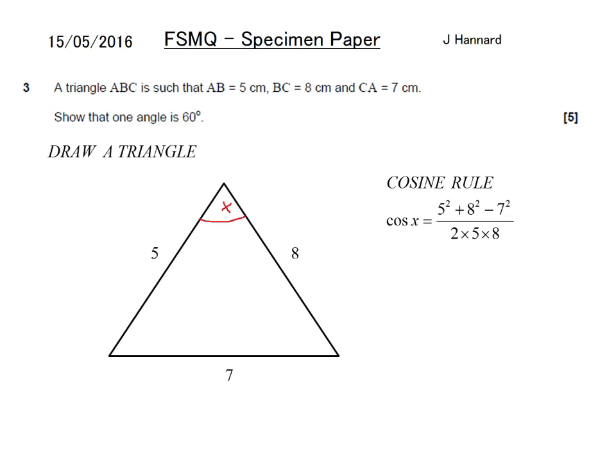So, obviously, the 5 and 8 come first, and then it's minus the 7. Remember they're squared over 2 times 5 times 8, and that, believe it or not, all cancels down to a half. And if you know your trigonometric identities, I guess, if the cos of x is a half, then x must be 60. So that is question 3.